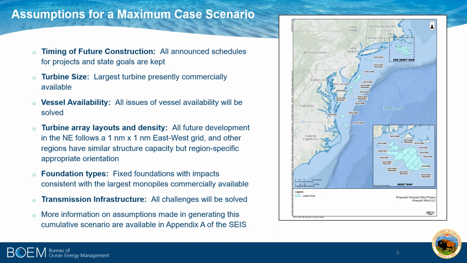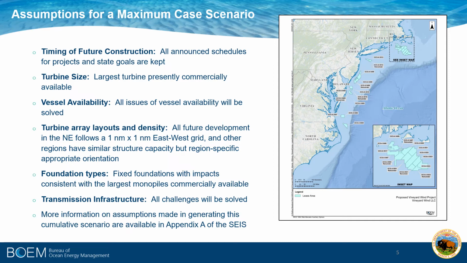This scenario assumes that all issues surrounding vessel availability for constructing future projects will be solved. If the limitation in available specialized vessels affects future developers' plans, it will result in a slower rate of build-out of these projects and reduce the occurrence of simultaneous construction events, which would be less impactful than what is considered in this scenario.